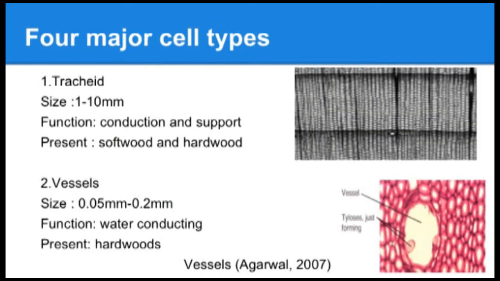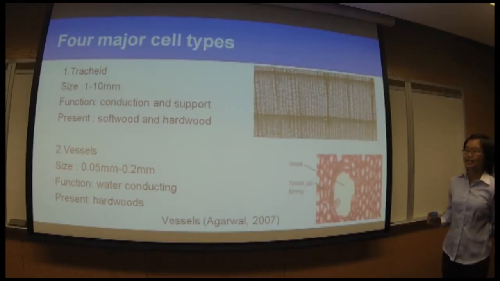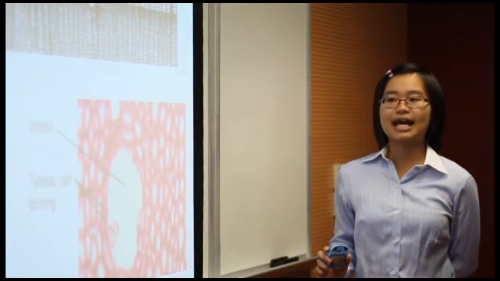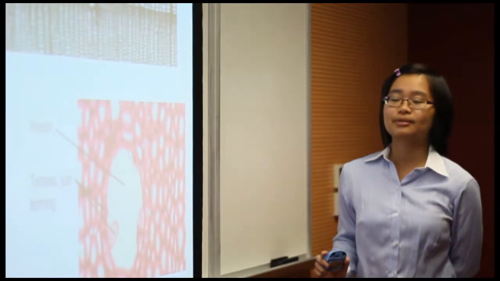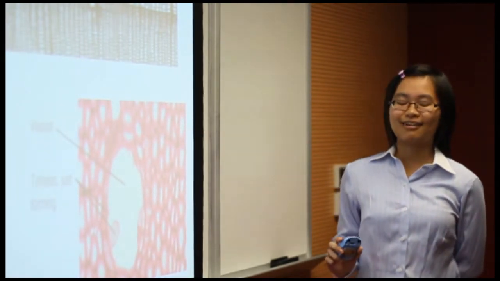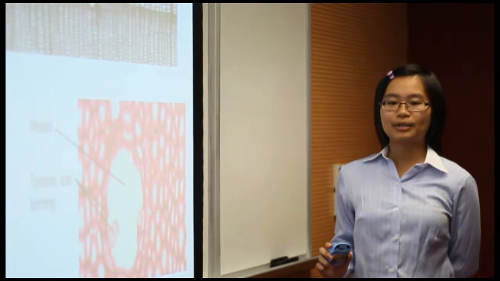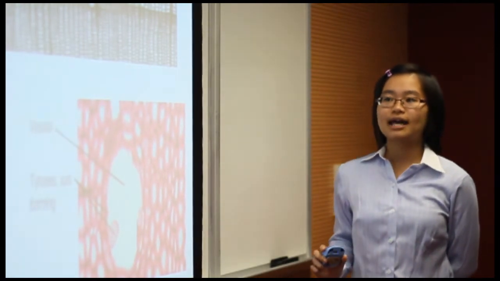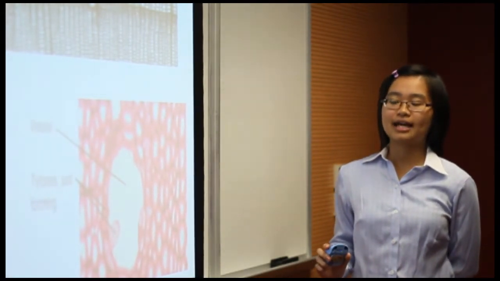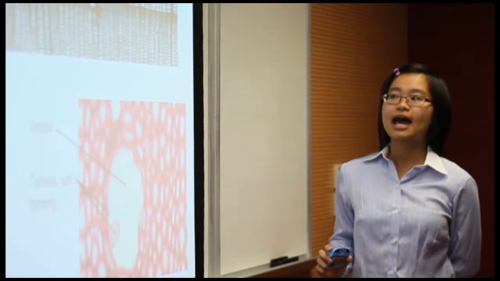Therefore, we can see the difference between the hardwood and the softwood. Timber is formed by 4 major cell types, which are trachea, vessel, parenchyma, and fibers. Firstly, I will introduce trachea for you. Trachea is a long cell, about 1 to 10 mm long. They serve as conductive and mechanical support to the timber, and you can see the pictures. It is a transverse section of the trachea, and it has a square shape.